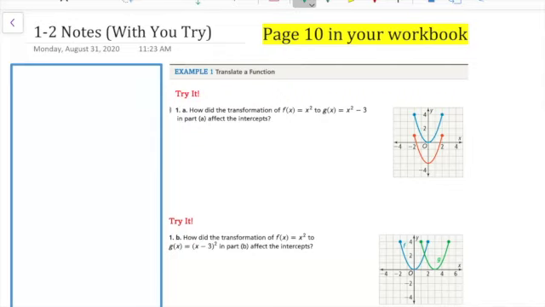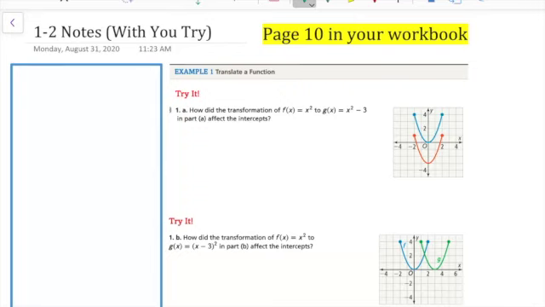As of September 9th, you should be able to pick up your workbook for Algebra 2. So this is page 10 in your workbook. If you do not have your workbook yet, no worries. I've actually made a little bit of changes to this one, so you can just follow along on your own notes.